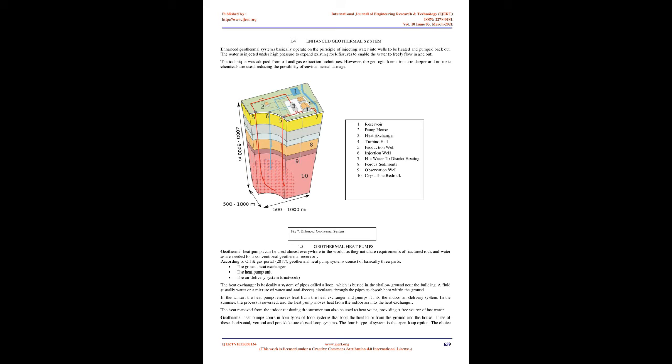The heat removed from the indoor air during the summer can also be used to heat water, providing a free source of hot water. Geothermal heat pumps come in four types of loop systems that loop the heat to or from the ground and the house. Three of these, horizontal, vertical and pond/lake, are closed loop systems. The fourth type of system is the open loop option.